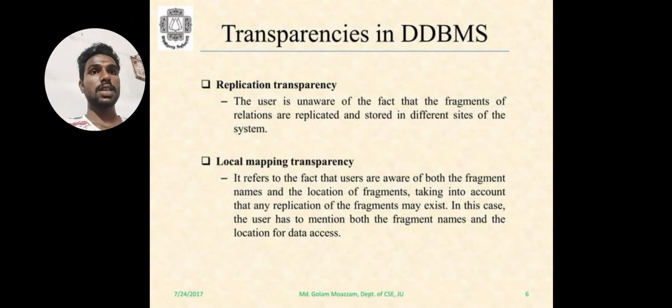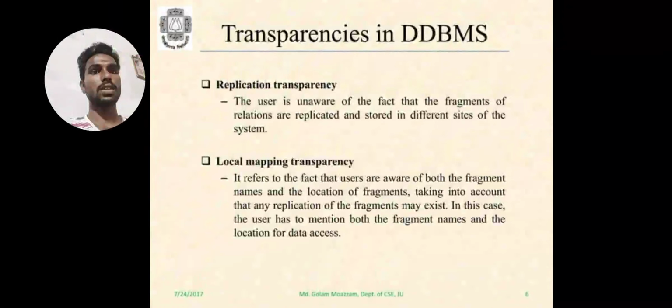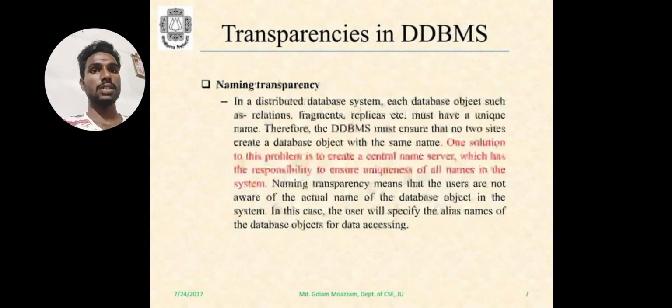Replication transparency: the user is unaware of the fact that a fragment of a relation is replicated and stored in different sites of the system. Local mapping refers to the fact that a user will be aware of both the fragment names and the location of fragments, taking into account that any replication of the fragment may exist. In this case, the user has to mention the fragment names and the location of the data access.